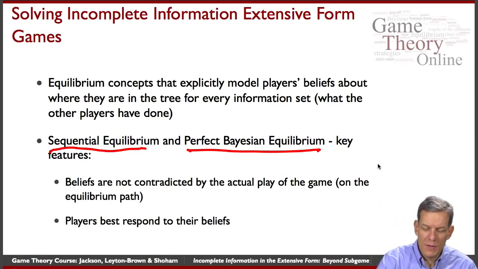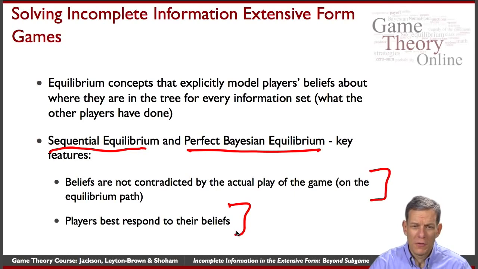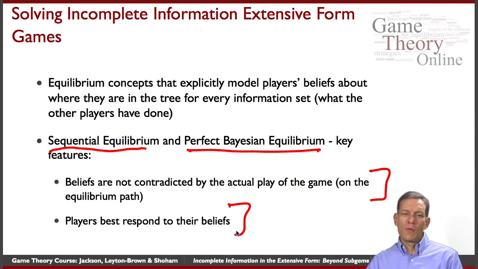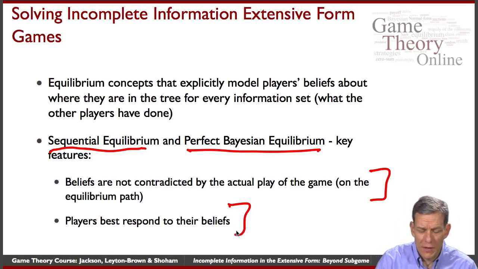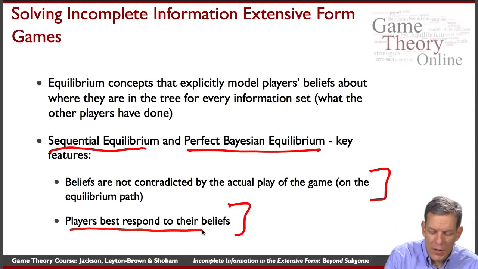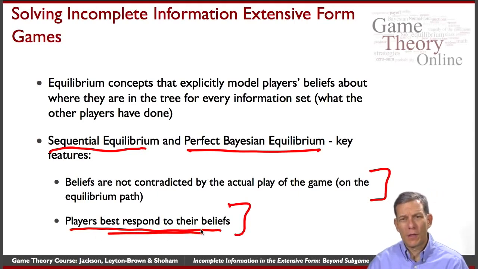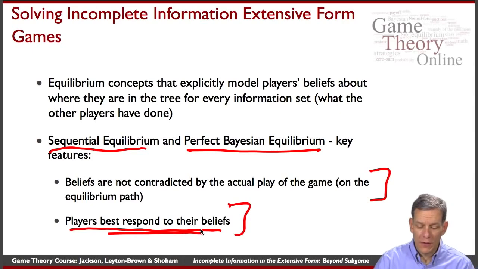And it should be that the beliefs are not contradicted by the actual play of the game, and players best respond to those beliefs. So you have best responses and so forth, but you also make a requirement that the beliefs aren't contradicted by the actual play of the game, and players have to best respond to their beliefs even off the equilibrium path. And that's going to have bite in this game.